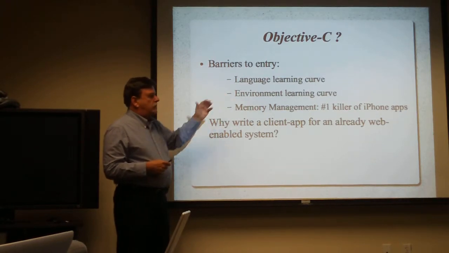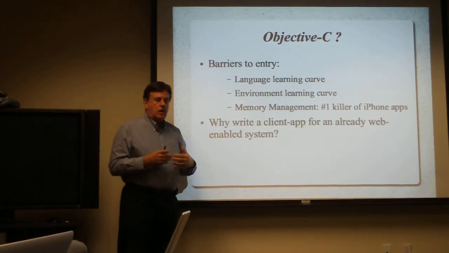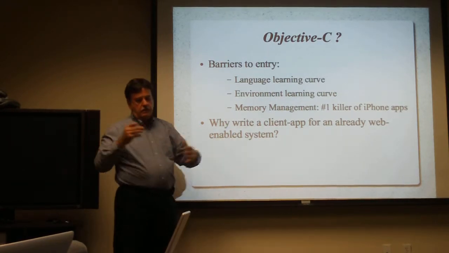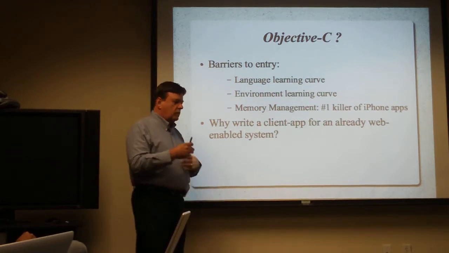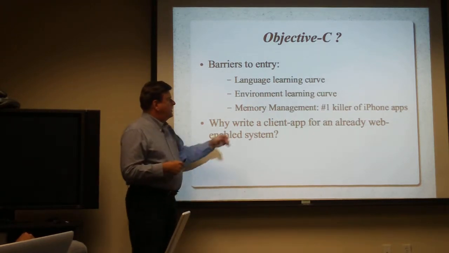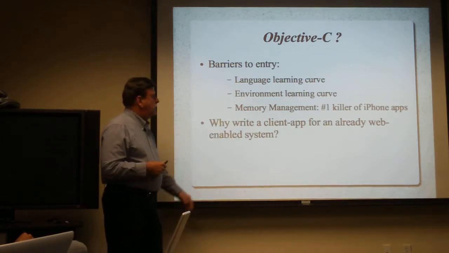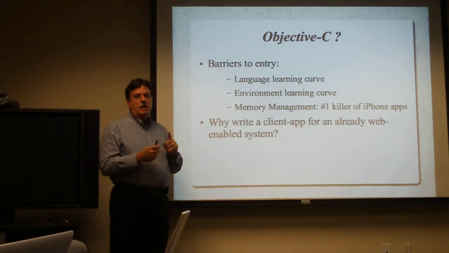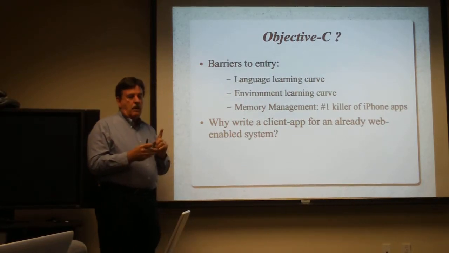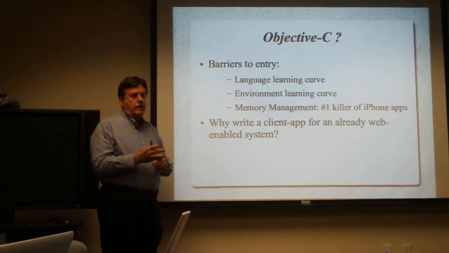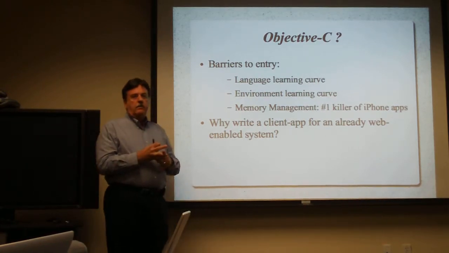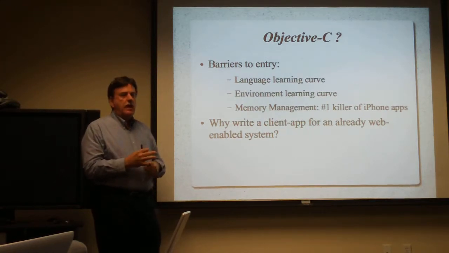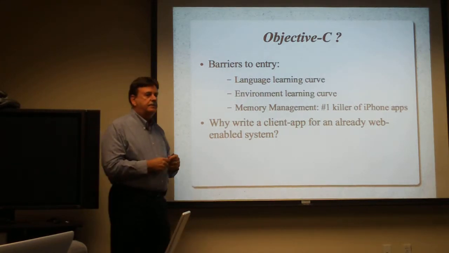The environment learning curve, what I mean by that is a large number of APIs. Apple's APIs to get to this, to get to that, to build a spinning wheel, et cetera, et cetera. So it's not only the language, but the APIs. And then the real killer is memory management. Every object, every instance variable has to be managed in memory. And you have to make sure, if any one of those breaks, your app's dead.